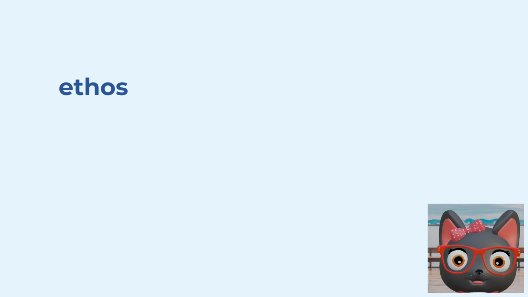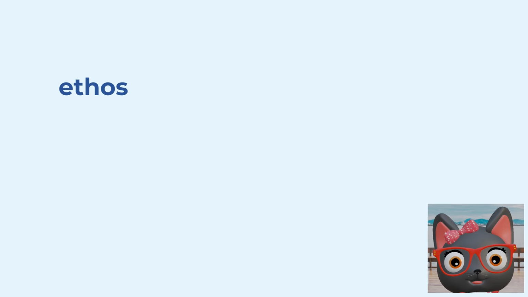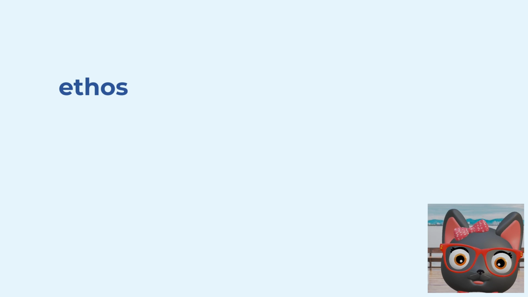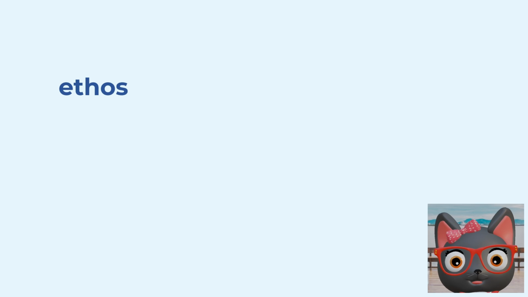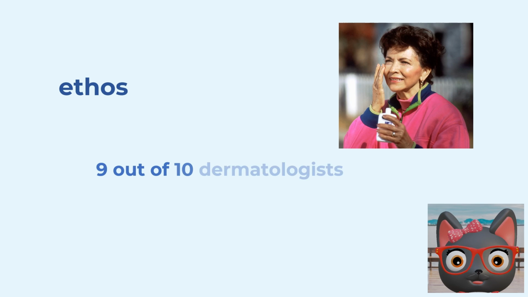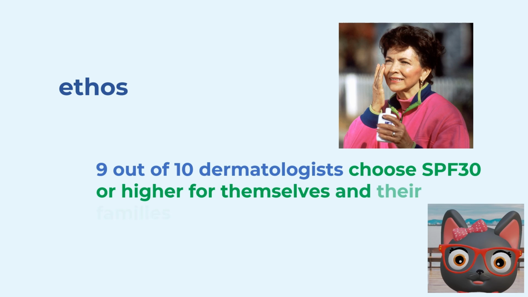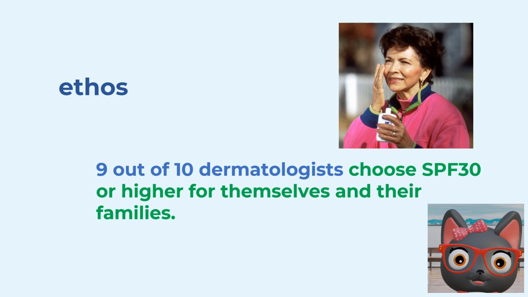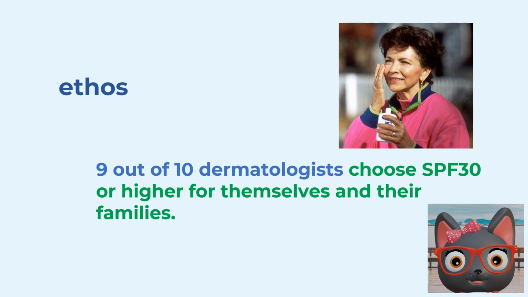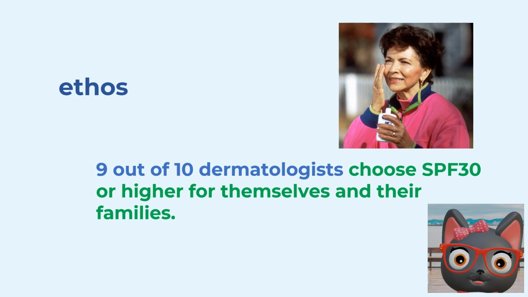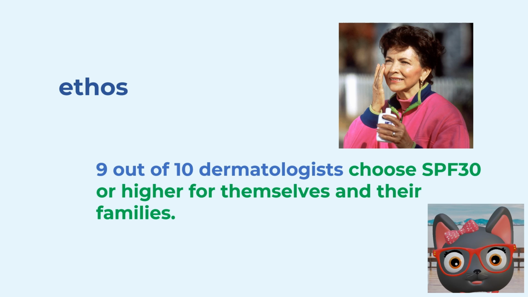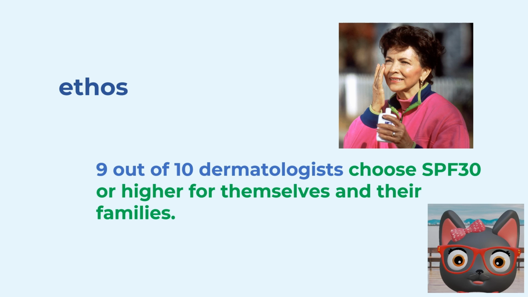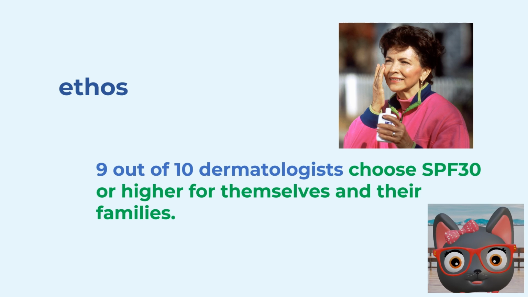Ethos is an appeal to credibility and ethics and often involves citing credible sources. For example, a commercial selling sunscreen might say 9 out of 10 dermatologists choose SPF 30 or higher for themselves and their families. You're more likely to believe me that choosing sunscreen with SPF 30 or higher is good for your skin when I claim that experts are backing me up. In this case, the experts are dermatologists or skin doctors. Ethos is used to build trust with the audience.